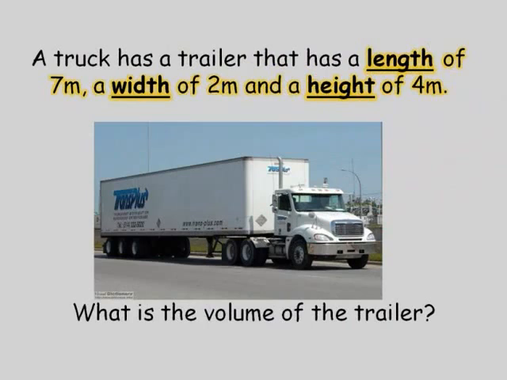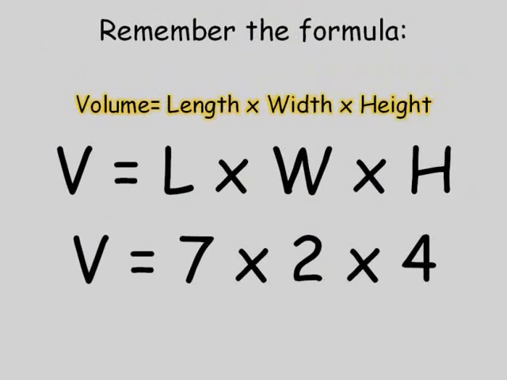A truck has a trailer that has a length of 7 metres, a width of 2 metres and a height of 4 metres. What is the volume of the trailer? Make sure you remember the formula. Volume equals length times width times height. So the volume of our trailer is 7 times 2 times 4. Pause the podcast here. You may wish to do this problem individually, in pairs or as a class.